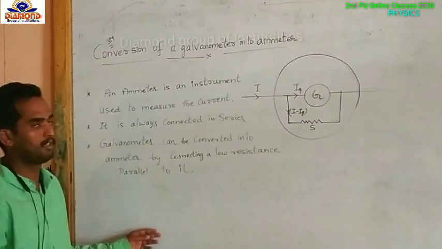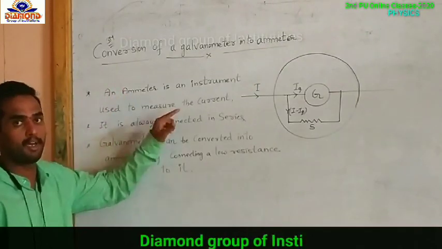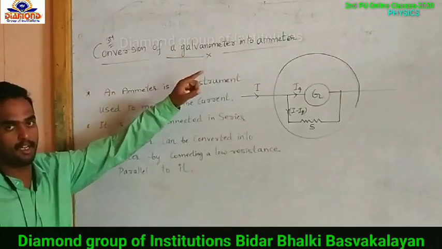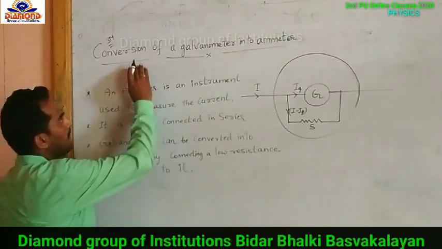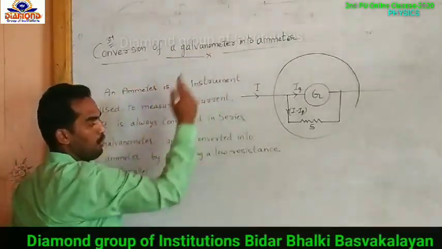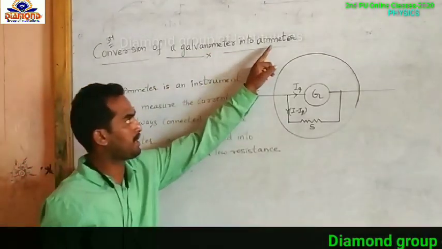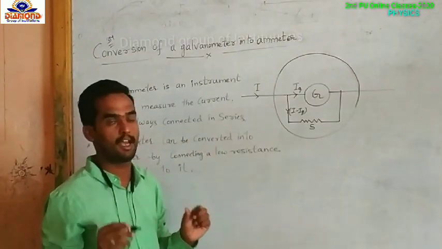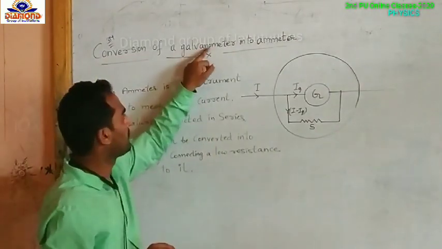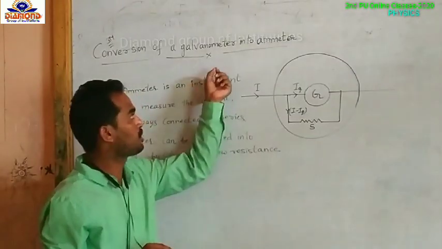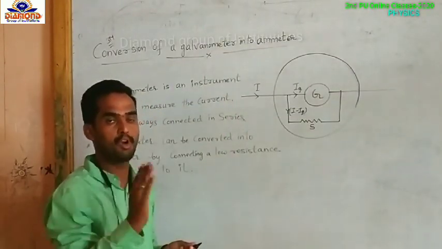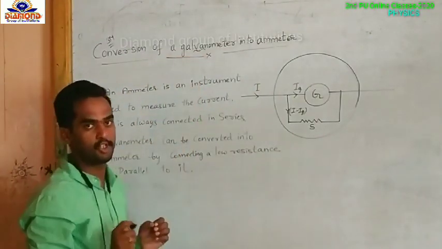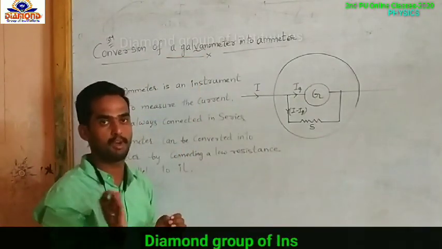Next, we move to a similar topic. One is conversion of a galvanometer to an ammeter, and next we are going to discuss conversion of a galvanometer to a voltmeter. So what is an ammeter? It is an instrument which is used to measure the current. And what is meant by a galvanometer? It is a small sensitive instrument which is used to measure small deflections of the current.